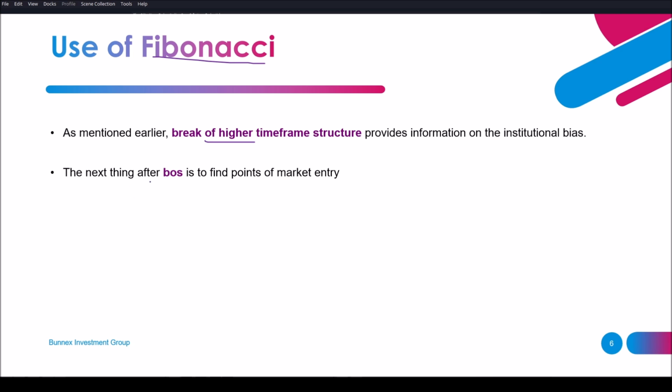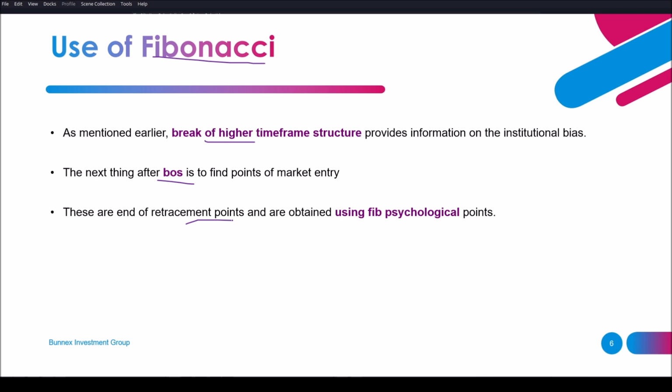The next thing after break of structure is to find points of market entry. We now want to find points. Where are we going to make our entry after we've seen break of structure? These are end of retracement points and are obtained using the Fibonacci psychological points.